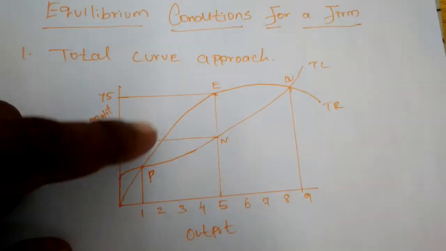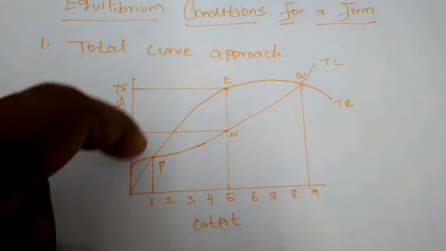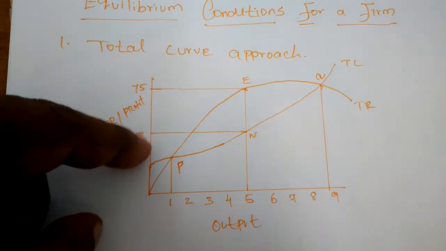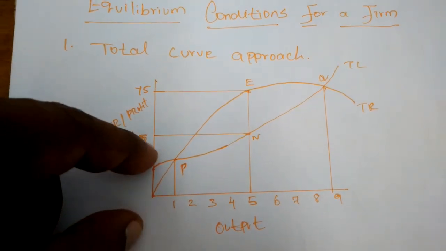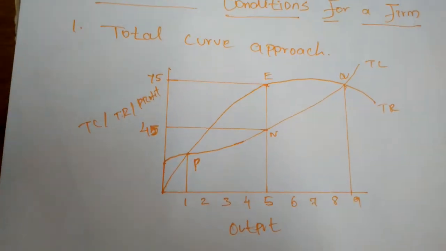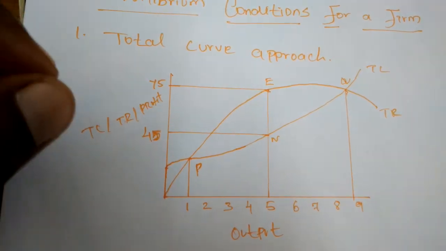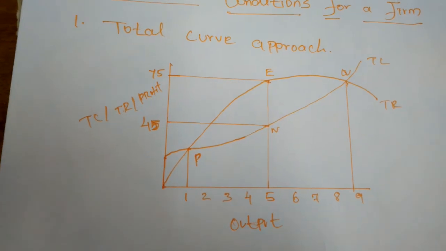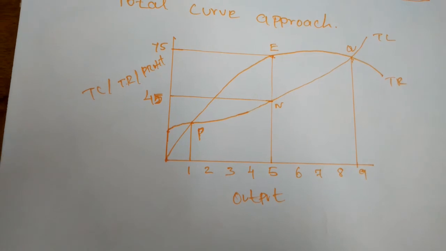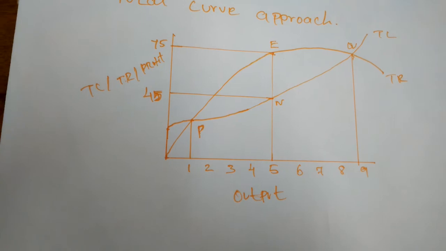Here two types of curves are going. One curve starts from the origin, that is called the total revenue, and one curve starts at a distance from the origin, which is considered the total cost curve. The difference between the total cost and the total revenue is the profit. The equilibrium is obtained at the point where the maximum difference between the TC and TR occurs.